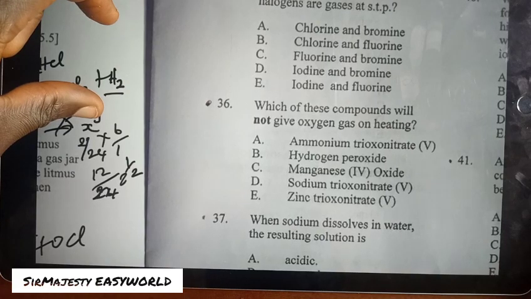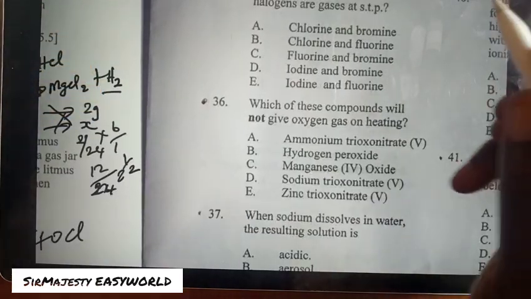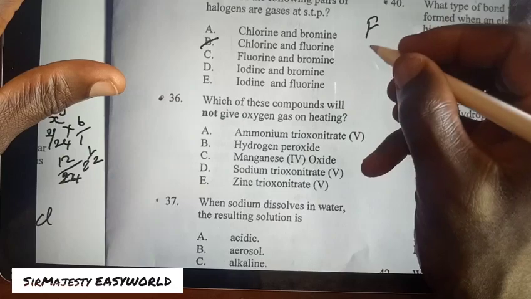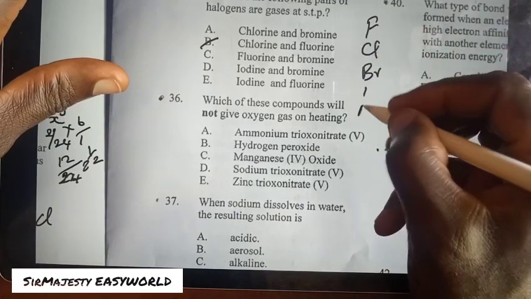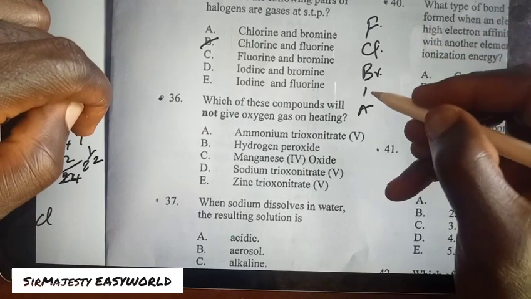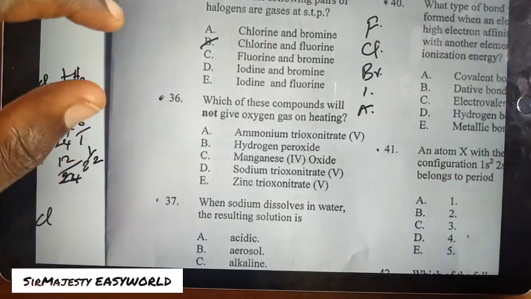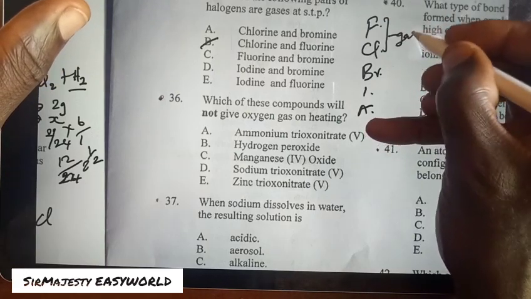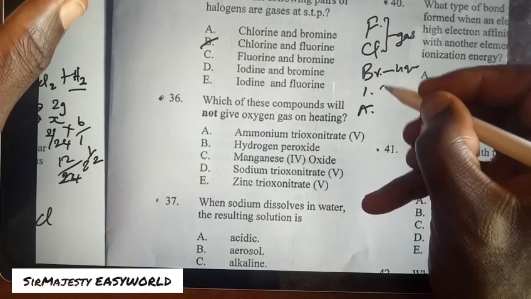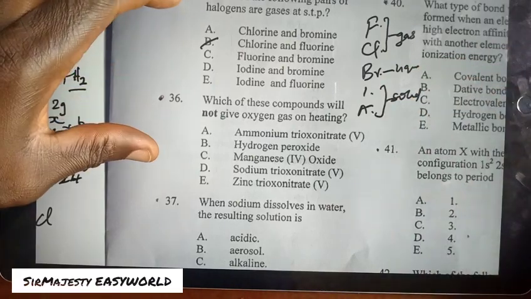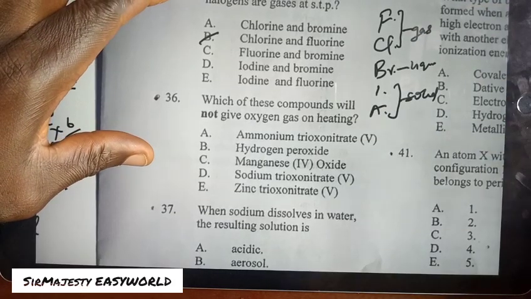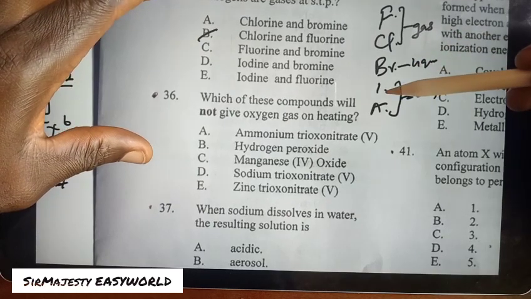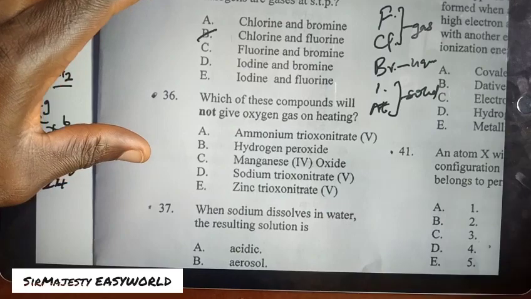35 says, which of the following pairs of halogens are gases at room temperature? Fluorine and chlorine are gases at room temperature, which is option B. You should note this group 7 element: fluorine, chlorine, bromine, iodine, astatine. You can use the acronym Football Club Barcelona International astatine, or you say FCBIA. So in terms of state of matter, the first two here are gases at room temperature. Bromine is a volatile liquid, then these two are solids. And remember, in color, as you move down the group, their intensity of color increases. Fluorine is yellow, chlorine is greenish yellow, bromine is brownish, then iodine is dark blue or even black, then astatine, At, is also black.